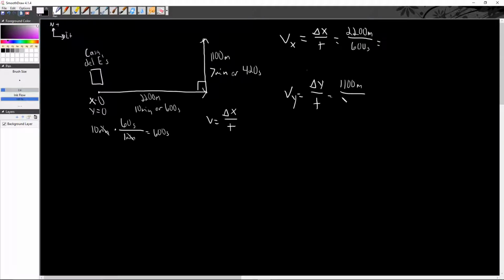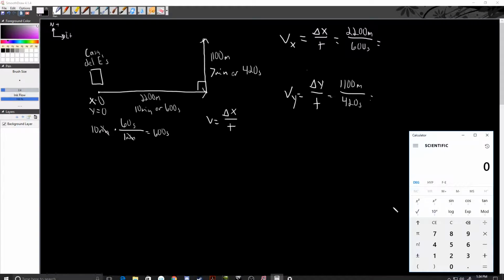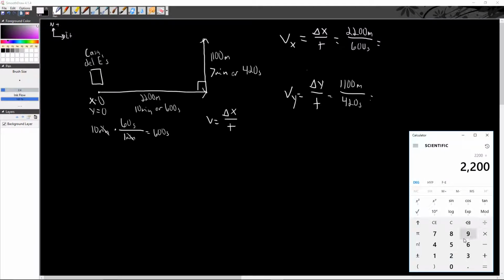And we said that took 420 seconds. All right, so now let's go through. Let's figure out what is our velocity in the x direction. So let me get out my calculator here. So we have 2,200 divided by 600.